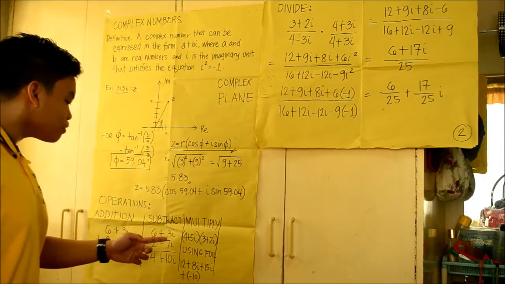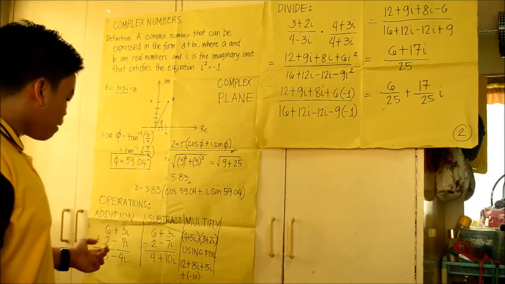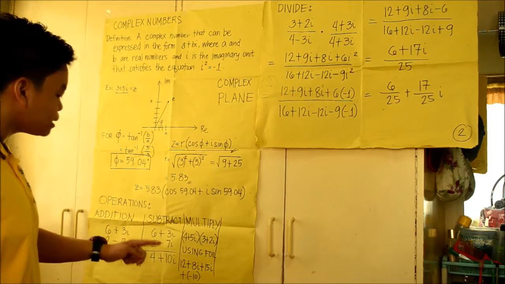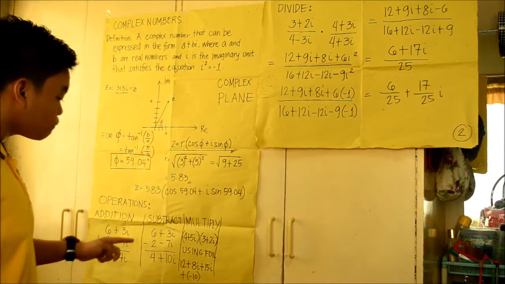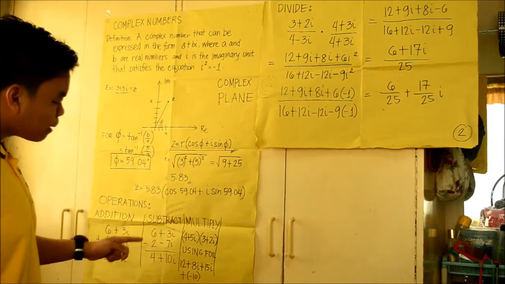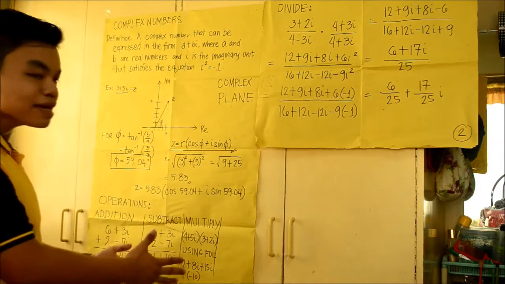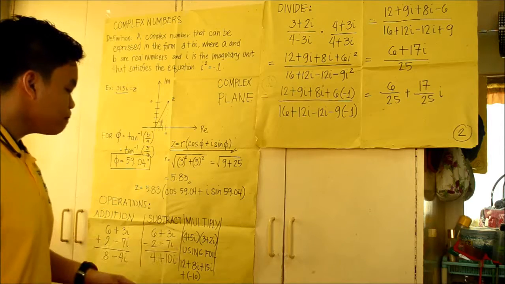Then for the subtraction, like what we did in addition, 6 plus 3i minus the quantity 2 minus 7i is equal to 4 plus 10i.